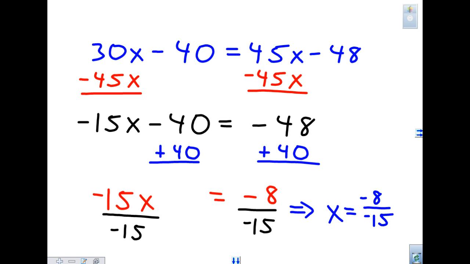And whenever you get an answer that's a fraction, you want to make sure you reduce that answer. But 8 and 15 don't reduce with one another. They don't cancel out in any way. But the negative signs can be canceled out. Right? Negative divided by a negative will be positive. So our final answer in simplified form is that x must equal 8 over 15.